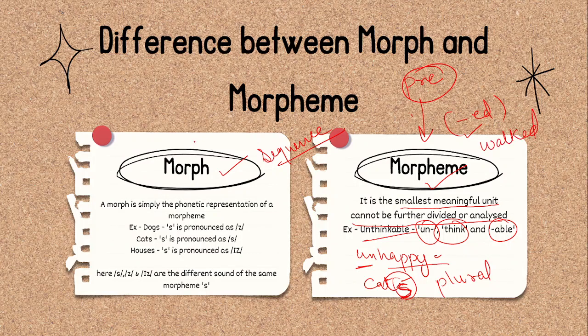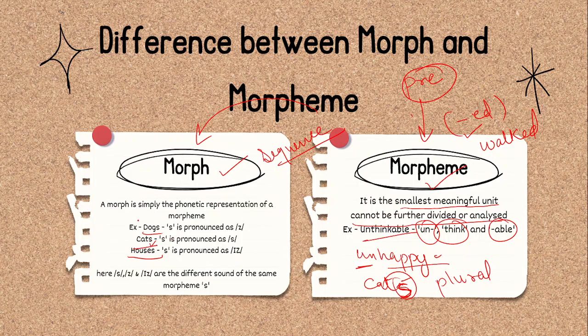correct? Whereas the morph, on the other hand, is a combination of sounds that has a grammatical function. For example, in the words cats, dogs, houses, we see that cat is a morpheme and s is a morph that makes the word plural.